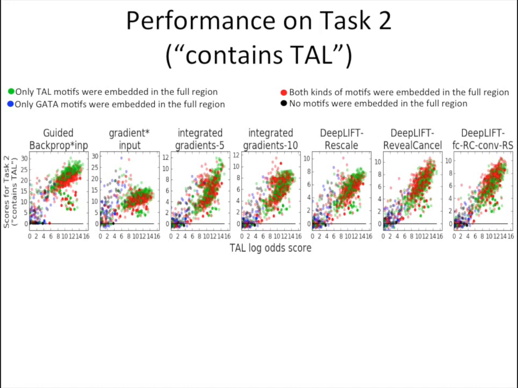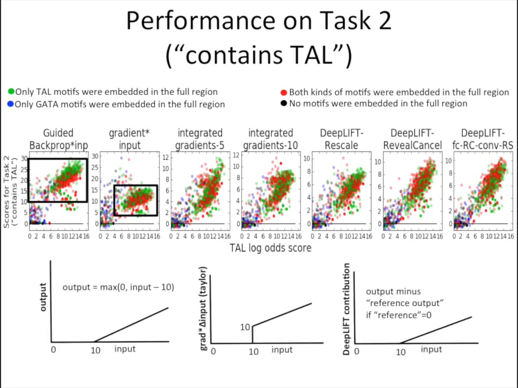Finally, let's consider the scores of the tal motif on task 2, which is the contains tal task. As you can see, all the methods tend to give higher scores to stronger matches to the tal motif, which is the desired behavior. However, note that both guided backprop and gradient times input tend to have a sudden jump at around a log odds of 7, with a more gradual increase thereafter.